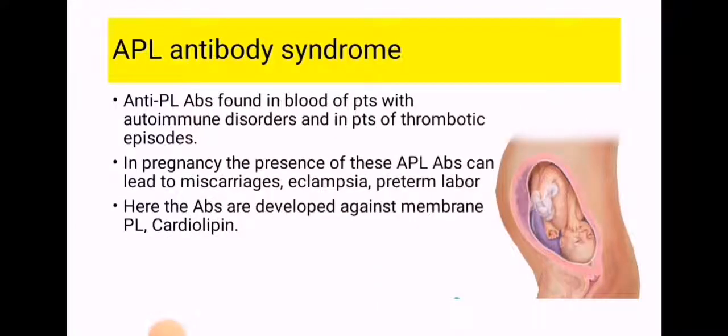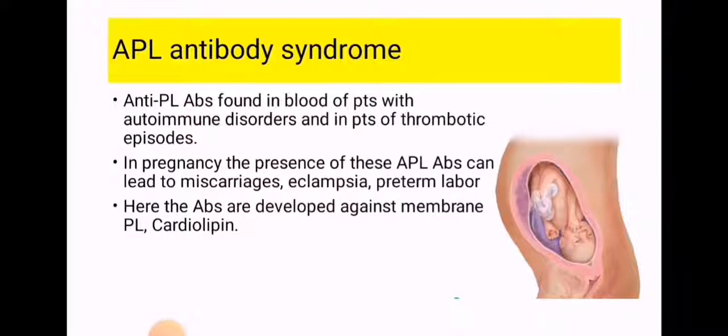Then what is APL antibody syndrome? That is anti-phospholipid antibody syndrome. These anti-phospholipid antibodies are found in the blood of patients with autoimmune disorders and in patients with thrombotic episodes. Also in pregnancy, the presence of these anti-phospholipid antibodies can lead to abortions, eclampsia, and premature labor.